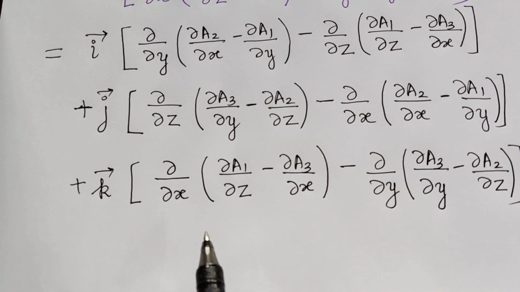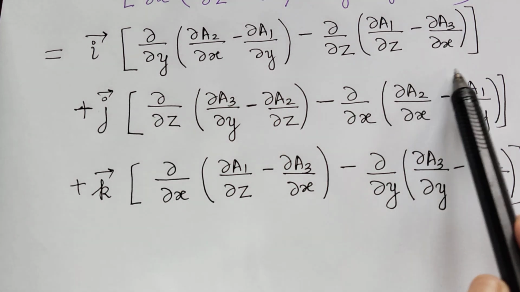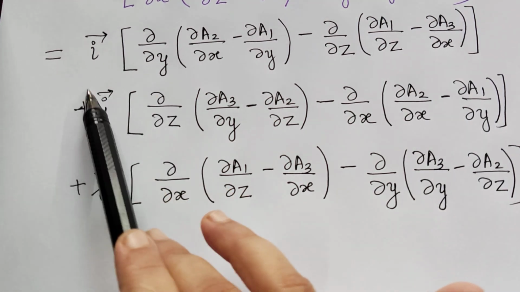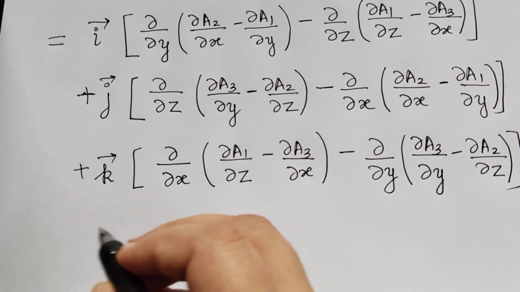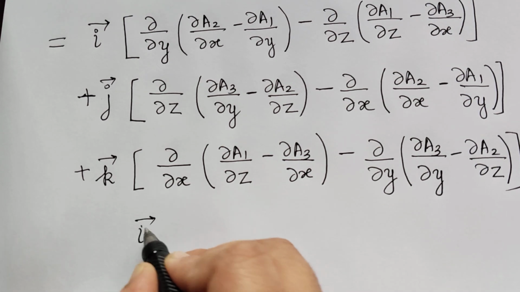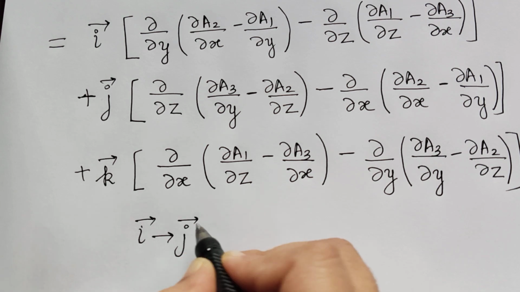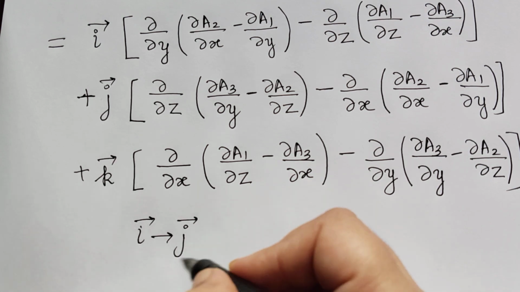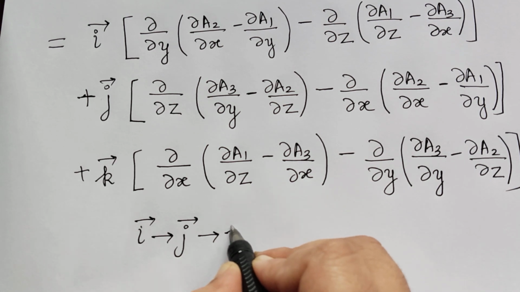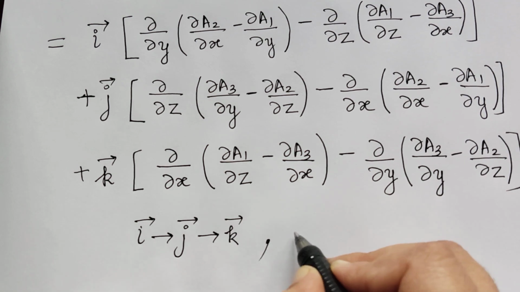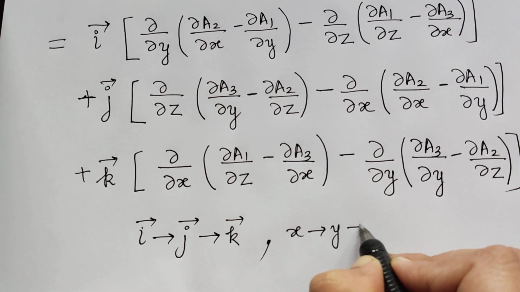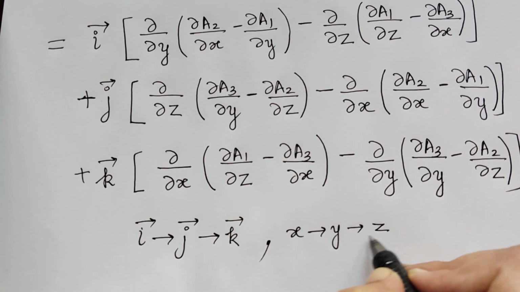In this, you can in fact write even one term, and you can write the summation in general, where you will be changing the second and third terms in this manner. That is, i will be changed to j. Wherever you have j in the second one, you have to change it to k. Also, you have to change x to y, y to z, and z to x again.